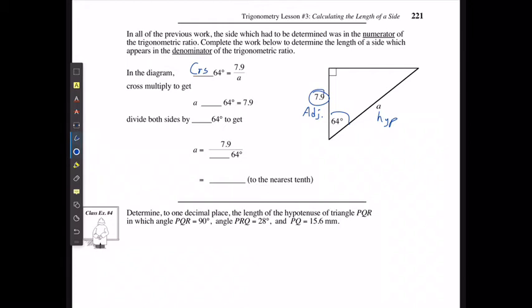Cos of 64 is going to equal this, which means to get A out of the denominator, I multiply both sides by A and say A times cos of 64 is equal to 7.9, and then I'm going to divide both sides by cos of 64 in order to get A by itself. So A is equal to 7.9 divided by cos of 64, or to the nearest hundredth, 18.0.